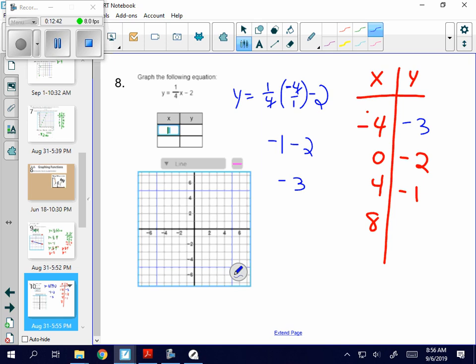I'm actually not going to plug in this 8 because I look on my graph paper, there's not quite room for 8 anyway. So when x was negative 4, y was negative 3. When x is 0, y is negative 2. And when x is 4, y is negative 1. This is a continuous graph, so you would grab the line and put it across. If this were on graph paper, I would expect you to add arrows to show that that goes on forever.